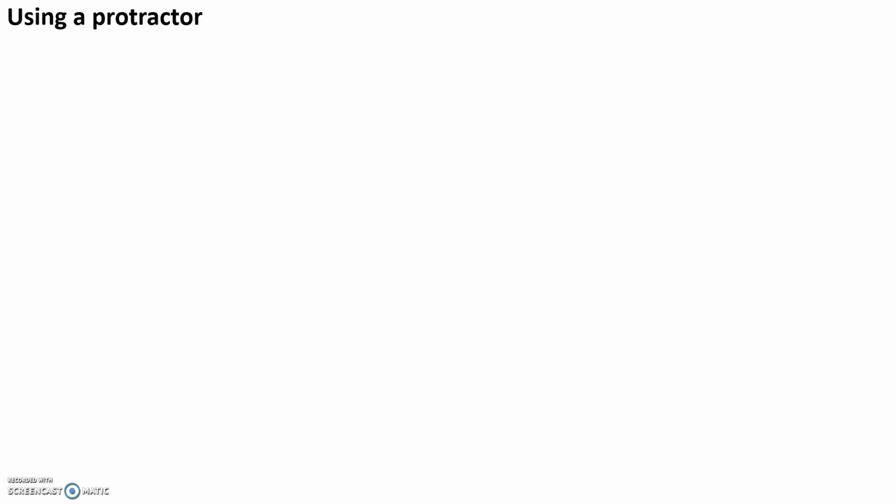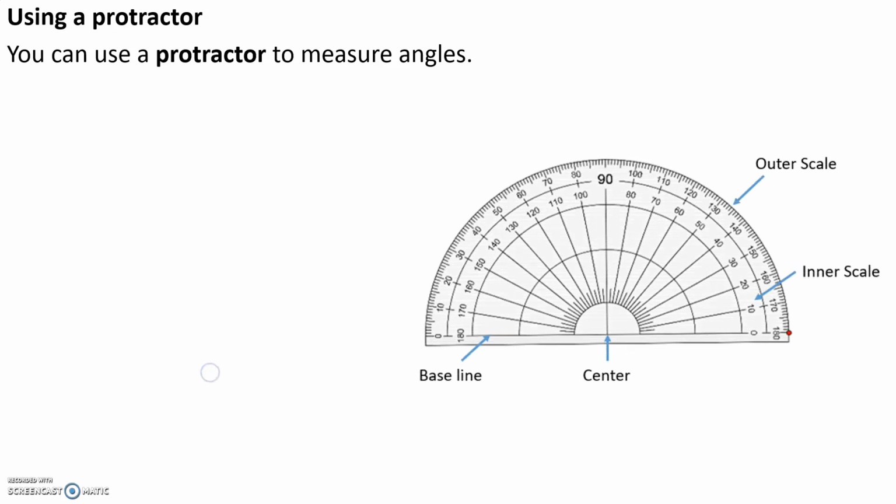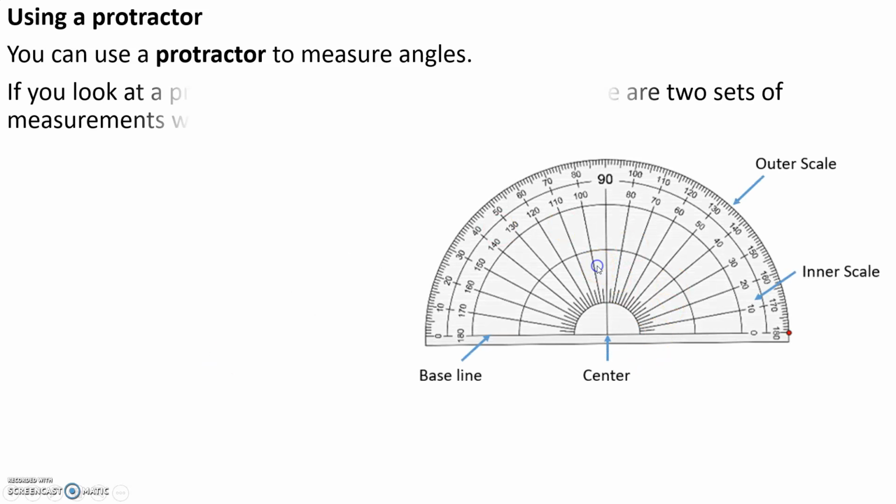Now, to measure an angle, we have to use a protractor. Same way, as you know, children, while measuring a line segment, we use a scale. So in the same way, while measuring an angle, we use a protractor. You can use a protractor to measure angles. See, this is a protractor.